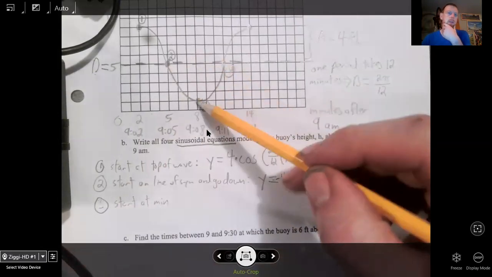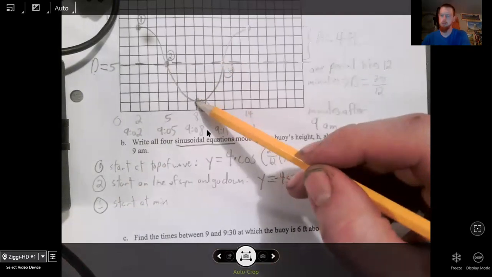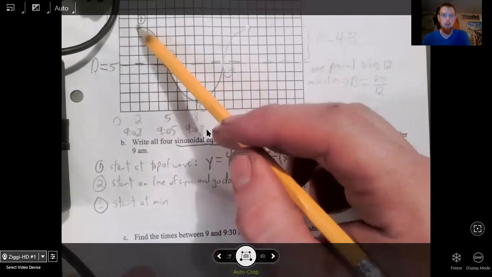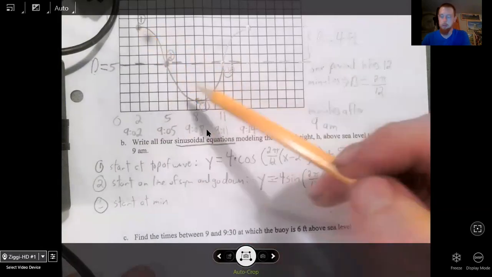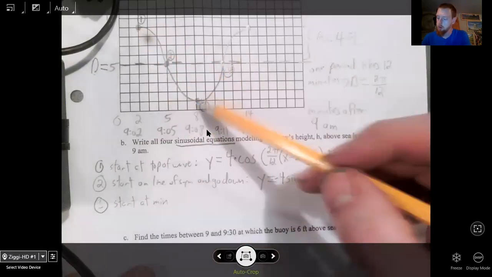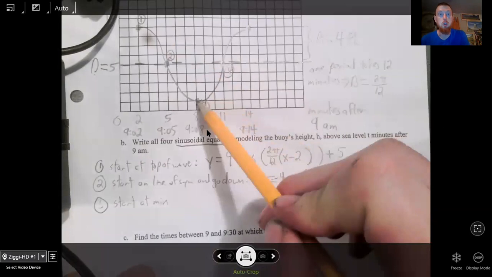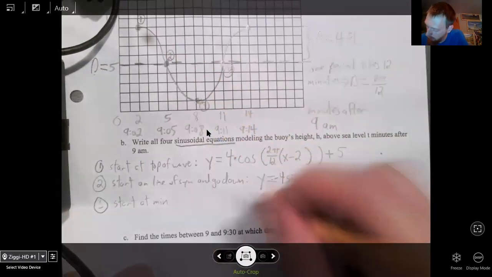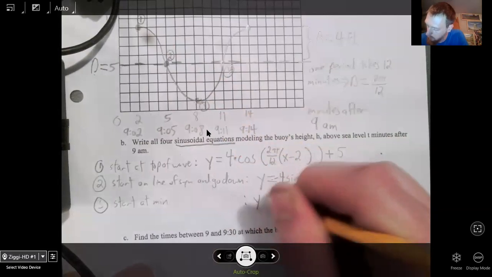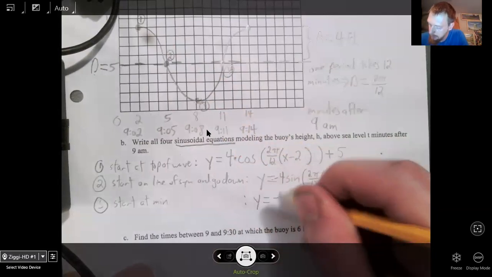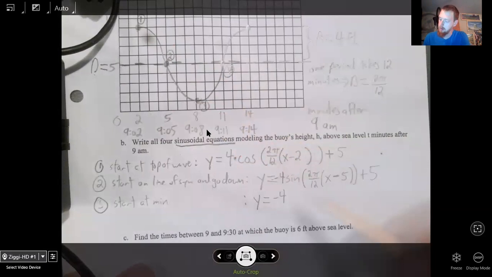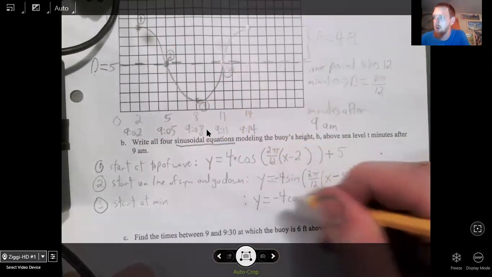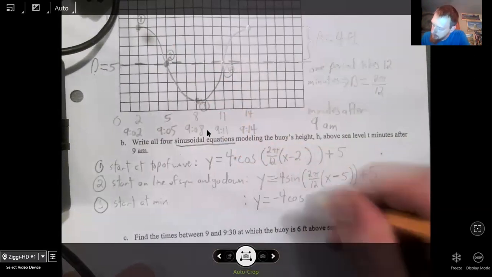Then you think, wait a minute. Cosine of x is supposed to start above the line of symmetry, like we did up here at point 1. So we're going to use a negative cosine function. That's why our equation is going to be y equals same amplitude, so I'm going to use negative 4 and a cosine function. Same period.